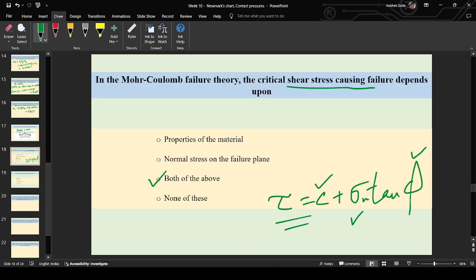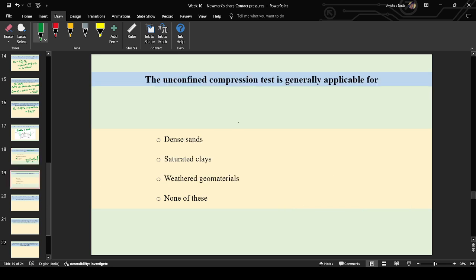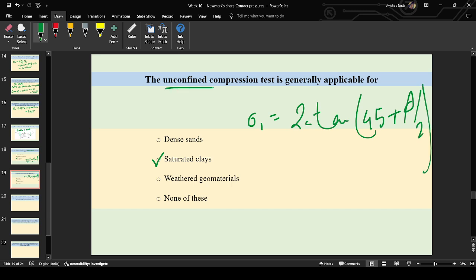Next question. Unconfined compression test is generally applicable for... any answer you have for this? If you don't have any answer, I'll just start right away. No, sir. It is generally used for saturated clays. Because this is the equation we get: sigma 1 equals 2c tan(45 plus phi by 2). But when we do the unconfined compression test, after multiple testing on the same identical specimen, we get the same value of sigma 1. So this equation becomes one equation and two unknowns. It is difficult to solve numerically. So we consider phi equal to 0, and that is the case for saturated clays. So this is generally applicable for saturated clays.